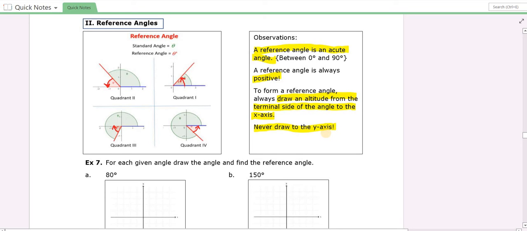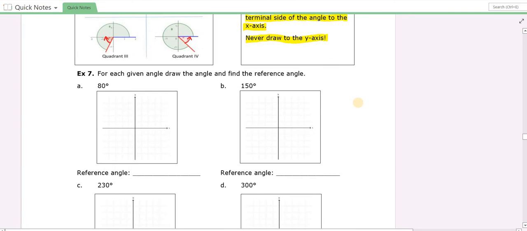So let's look at some examples. For each of the given angles, draw the angle and then find the reference angle. You'll notice that 80 degrees is approximately right here. So here is the initial side of the angle, and here is the terminal side of the angle. And this is approximately 80 degrees. Now, the reference angle is exactly the same angle because it's acute. And if we draw from the terminal side of the angle to the x-axis, we end up with the same exact angle, which is 80 degrees. So the reference angle here is 80 degrees.